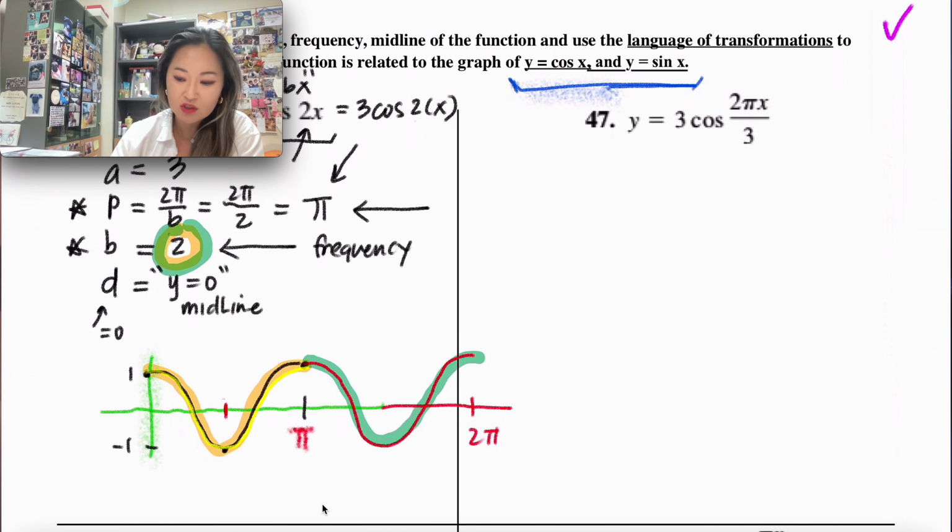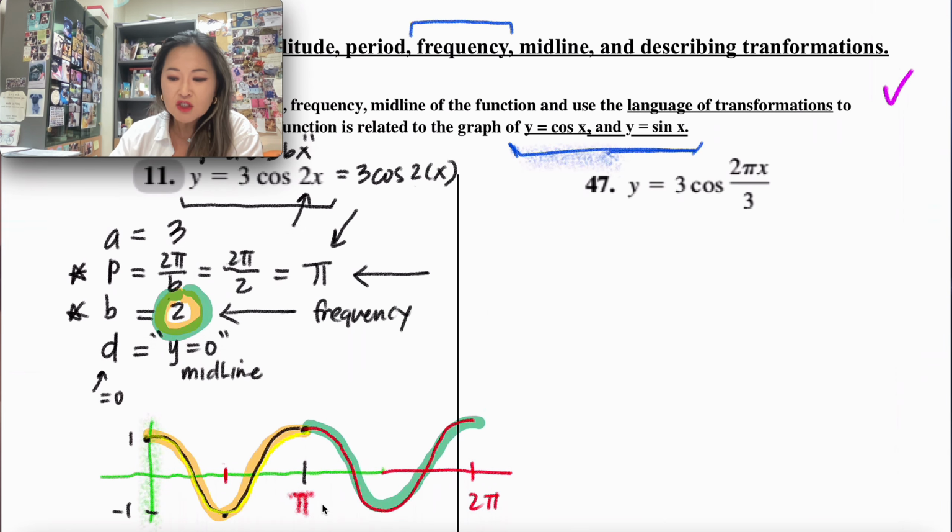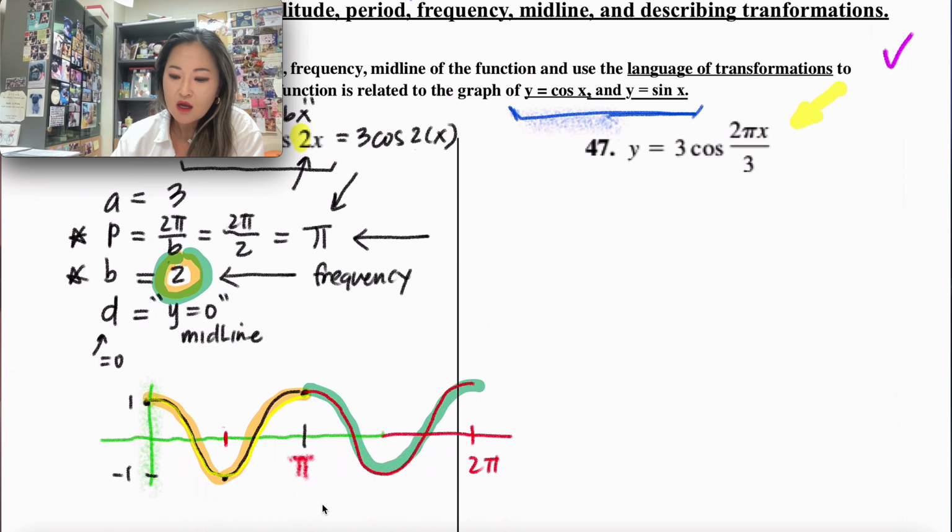Okay, this one's interesting too. This one's a cosine graph. So wait, if I ask you the question for this one: does it happen more frequently or less frequently? Of course, the 2 tells you right away. The B allows you to know that it happens way more frequently. How many times? It doubles the number of cycles. Let's go to the next one, 47.